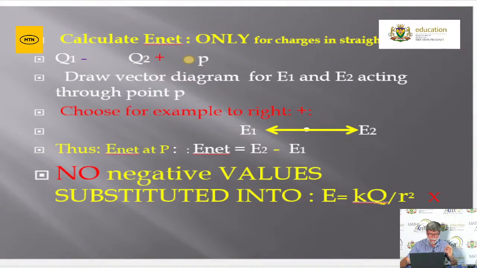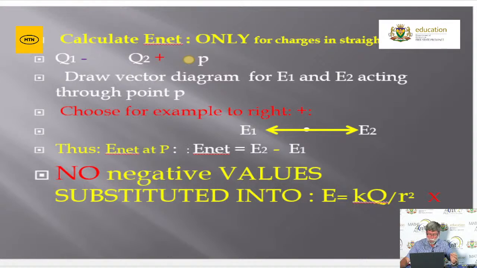Now the principle is the same. First, draw a vector diagram for the electric field acting through point P due to Q1, and the electric field acting through point P due to Q2. So you must have a vector diagram. E1, the electric field due to Q1, is to the left, and E2 through point P is to the right. So now, what do you know? You know that to get E net, you must subtract the two values you have calculated.